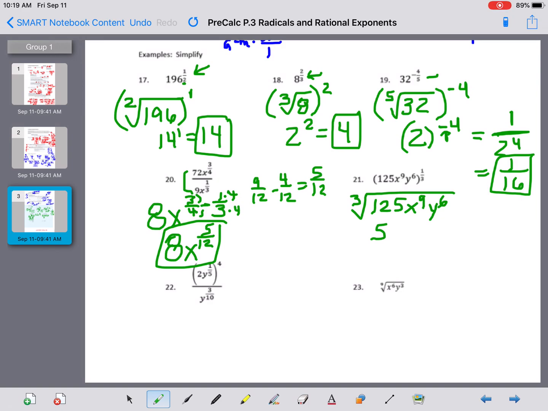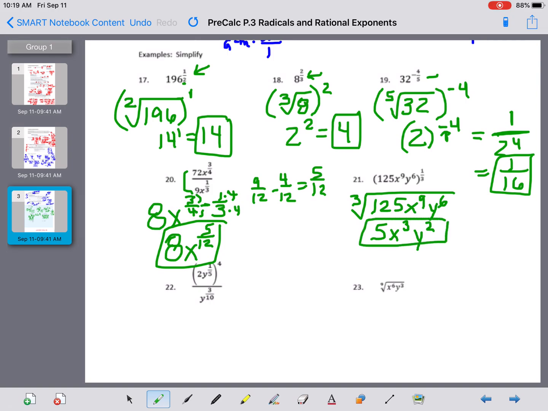That means how many groups of 3 x's can I find in 9 x's? Well, I can find 3 groups of x's. Are there any left over? No, I'm done with the x's. When I get to y to the 6th, and it's the cubed root, I'm asking myself, how many groups of 3 y's can I find in there? Well, there's 2 groups of 3 y's, so I get y squared on the outside. Are there any y's left over? Nope. That's my answer. Okay.